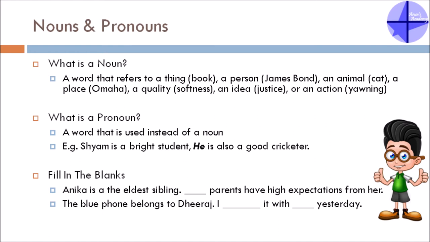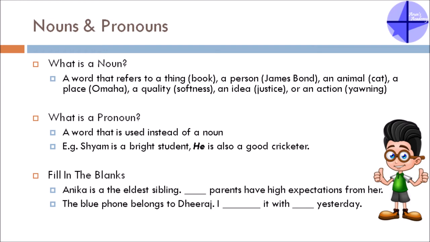Now, an example is Shyam is a bright student. He is a good cricketer. His father encourages him to study and play cricket. Got it? Shyam is a bright student. Shyam here is the noun. And he is a good cricketer. The word he is the pronoun. And his father, his will also be the pronoun.